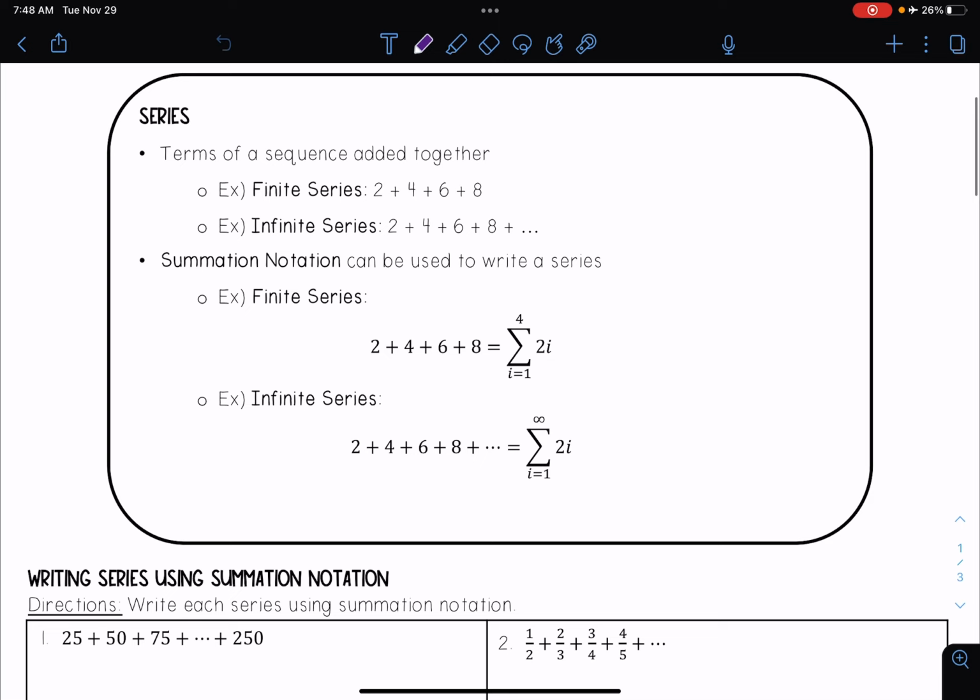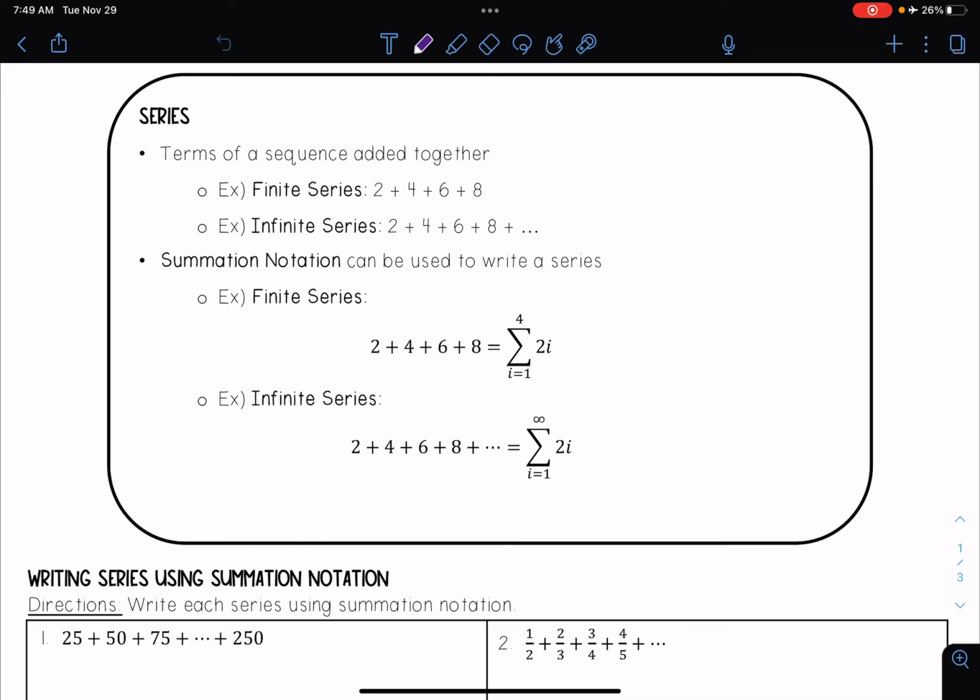And something that we use to write these series is summation notation. So for example, for a finite series, that same example we're looking at of 2 plus 4 plus 6 plus 8, we have the summation notation, which is this sigma notation, where we have i equals 1 to 4 of 2i. So the 2i is the pattern, because whenever I plug in the term, like for instance 2 times 1 is 2, that's my first term. When I plug in 2 times 2 is 4, which is my second term, and so on.